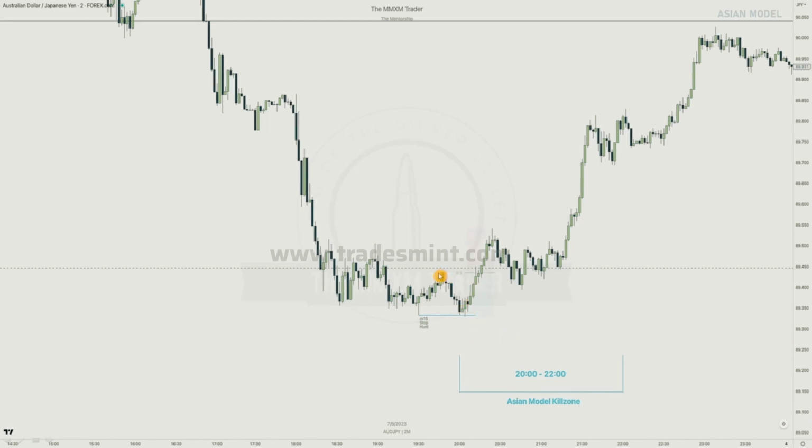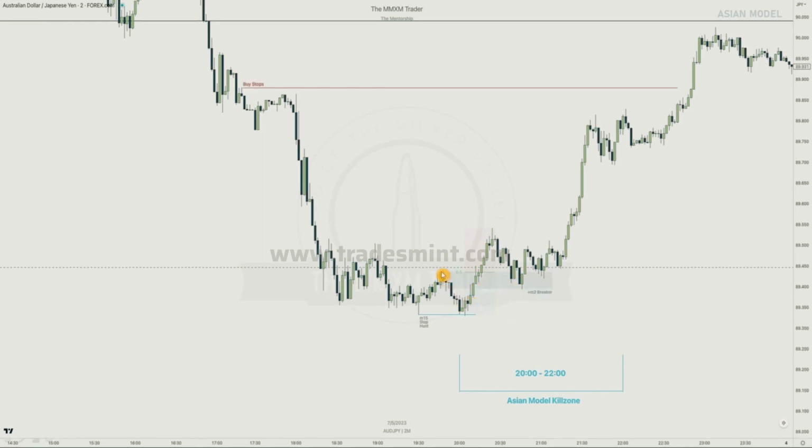So we break structure up here. Now we have our dealing range low, which is down here, into this dealing range high up here. Now a good entry model would be a fair value gap or an order block, right? And it has to be in discount, right? Because we want to buy and we don't want to buy in a premium level. We want to draw back into that discount level down here.